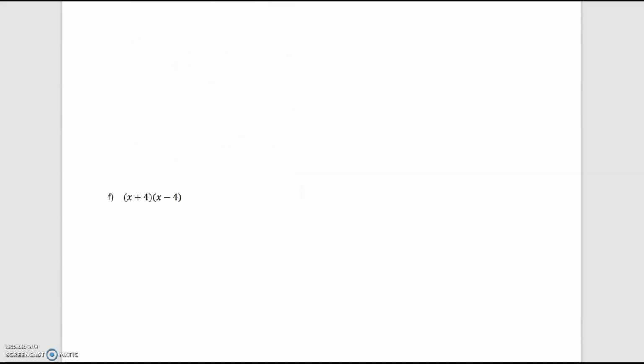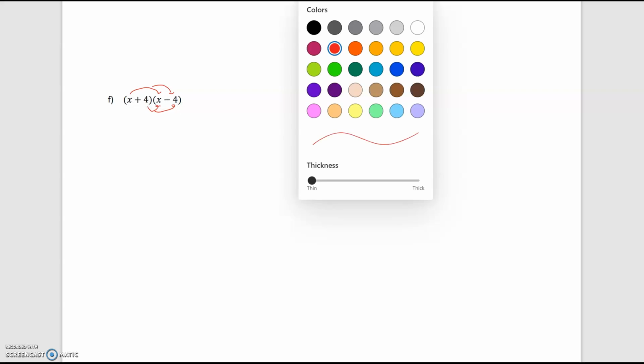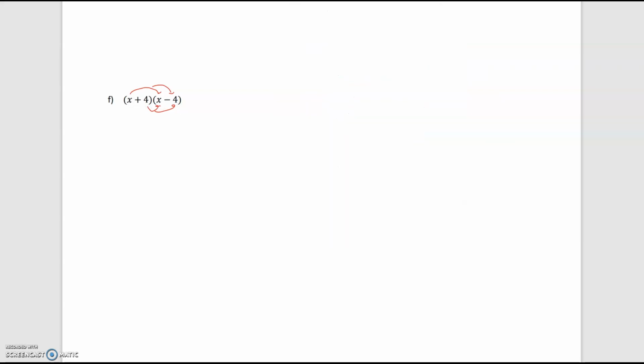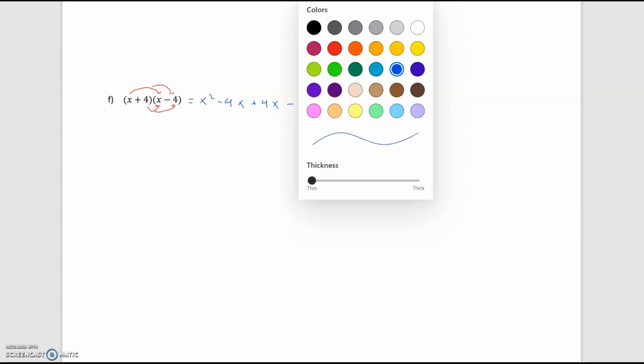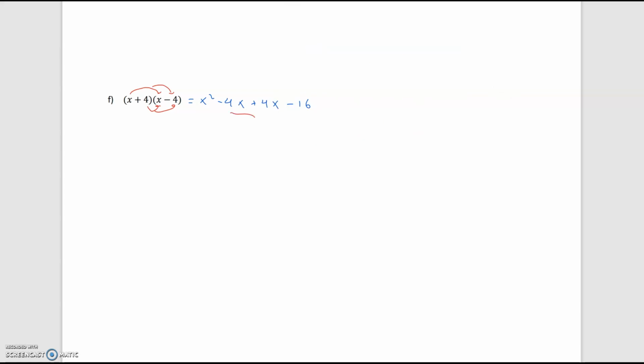Let's move on to F. And for F, I need you to take note of it. In a later module, we're going to be talking about these, and they have special properties. Notice that you have a variable plus a number and the same variable minus the number. So these are actually going to simplify in a different form. For this one, we end up with x squared minus 4x plus 4x minus 16. And this is what I'm referring to.